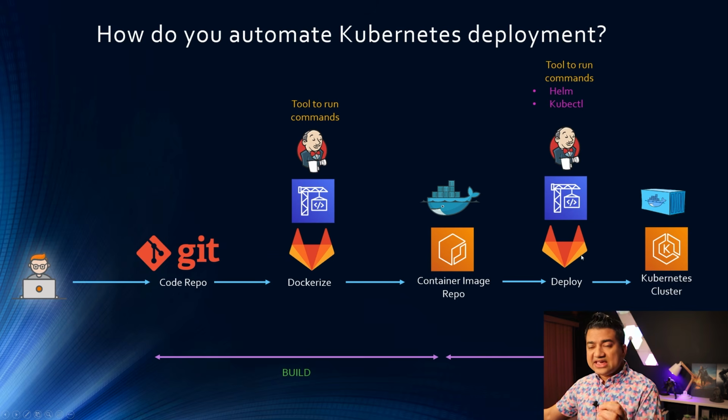So basically any DevOps tool that can run Helm or kubectl commands, and that could be deployed in an EKS or Elastic Kubernetes cluster in AWS, or it could be any cloud really. The flow will remain the same.